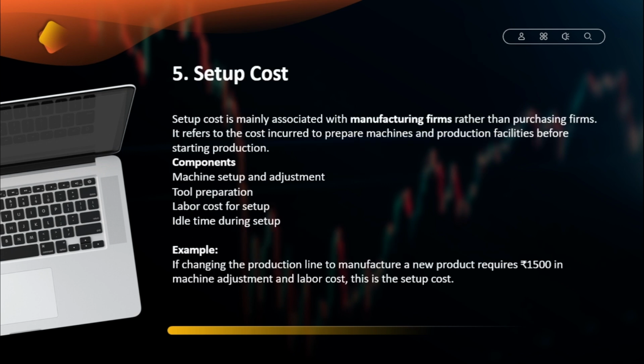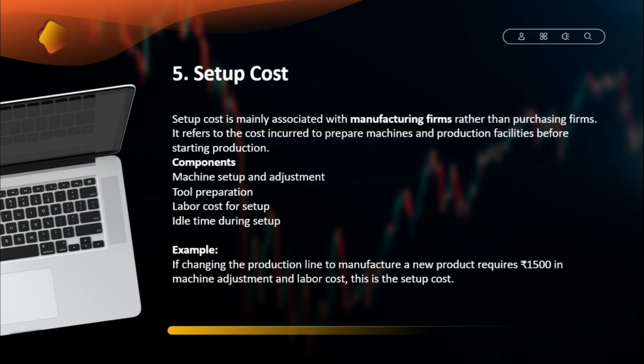Then moving to the next part, the next type is setup cost. The setup cost is mainly associated with manufacturing firms rather than purchasing firms. So the cost associated with manufacturing firms internally, rather than externally, which is the cost related to purchasing. It refers to the cost incurred to prepare machines or production facilities before starting the production.